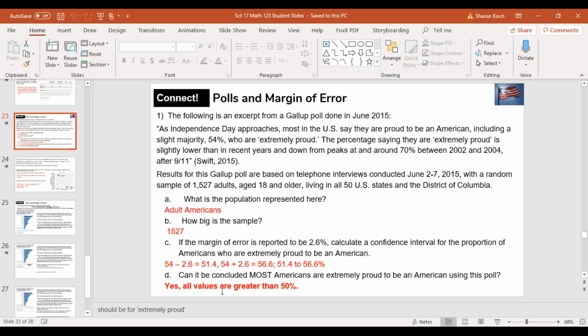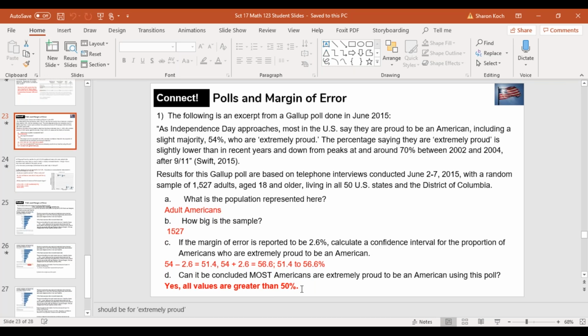Okay, now look at D. Can it be concluded that most Americans are extremely proud using this poll? Well, since both of these numbers, once I've applied the margin of error, are bigger than 50%, which is half, we could say yes, because both of these numbers are greater than 50%.